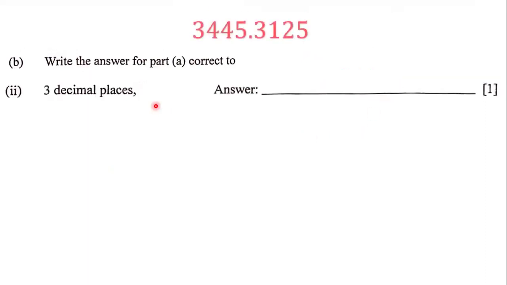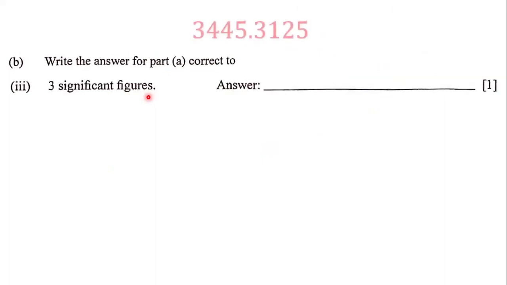Next, it says write the answer for part A correct to 3 decimal places. And so this is 1, 2, 3. So we circle this number here. So we circle 2 and we underline 5. Once it's 5 or greater, we can round up. So we add 1 to 2. So we have 2 plus 1. And that gives us 3,445.313. So this 2 becomes a 3 and we drop or eliminate the 5.